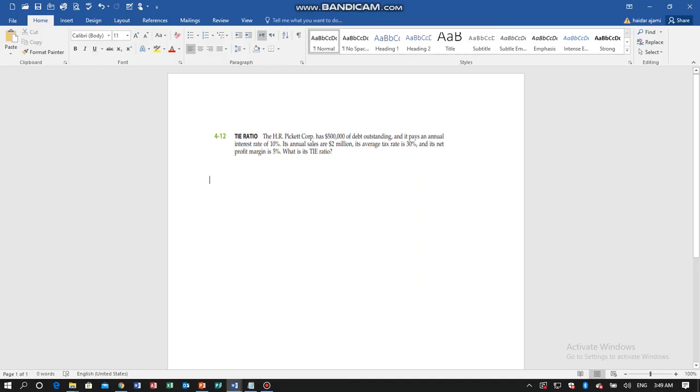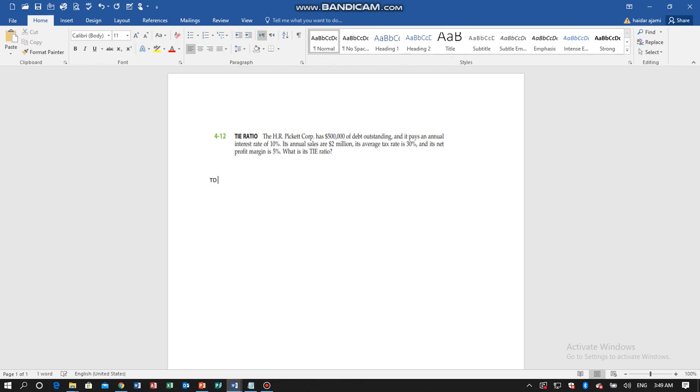Problem 4.12, times interest earned ratio. The H.R. Pickett Corporation has $500,000 of debt outstanding and it pays an annual interest rate of 10%. Its annual sales are $2 million, its average tax rate is 30%, and its net profit margin is 5%.